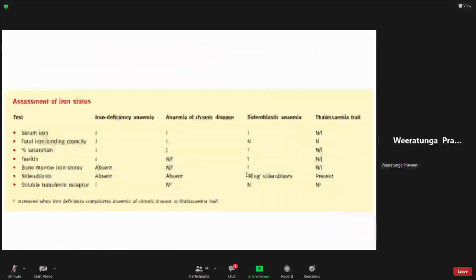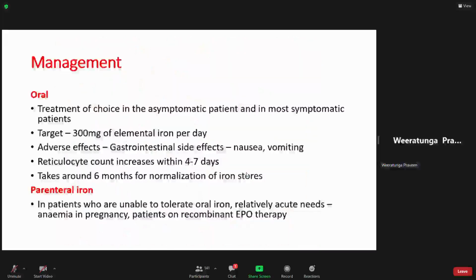Fine. Now, in patients with iron deficiency, the treatment of choice is obviously iron replacement, and you go for oral iron in most cases. And the target is usually about 300 milligrams of elemental iron per day. And there are various preparations which provide iron. Side effects are very common: nausea, vomiting, gastrointestinal side effects.